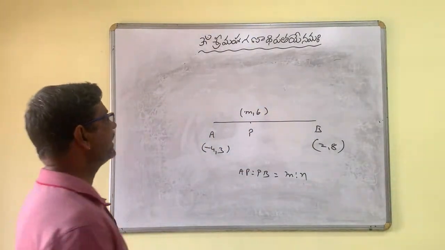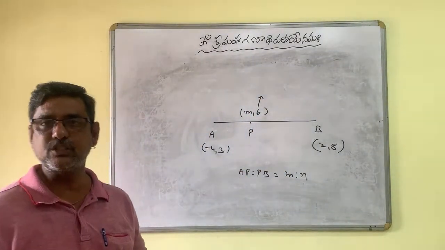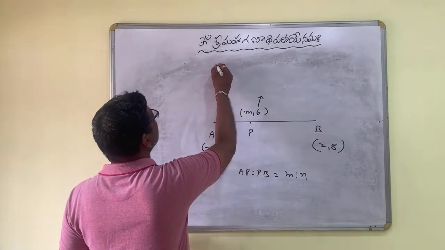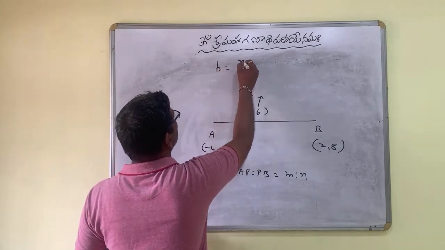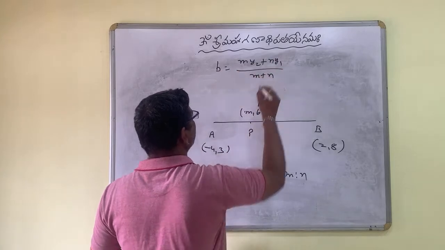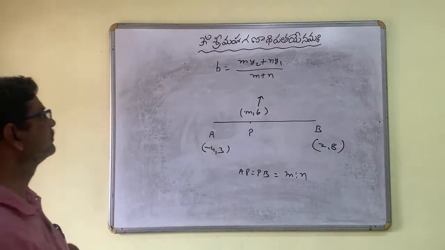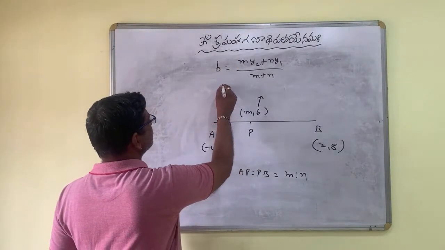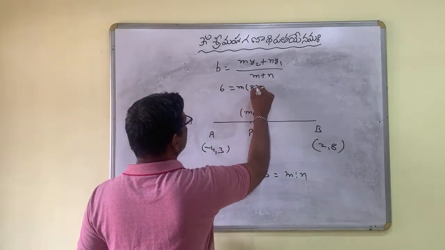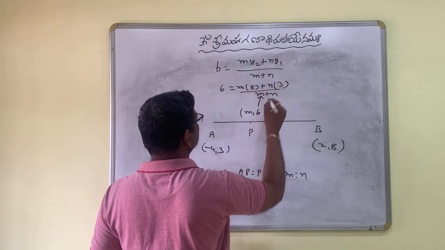To find out the ratio we have to use the b coordinate. Very good. What is the b formula? b is equal to (m y2 plus n y1) by (m plus n). b is given as 6. So 6 is equal to (m y2 plus n y1) by (m plus n).